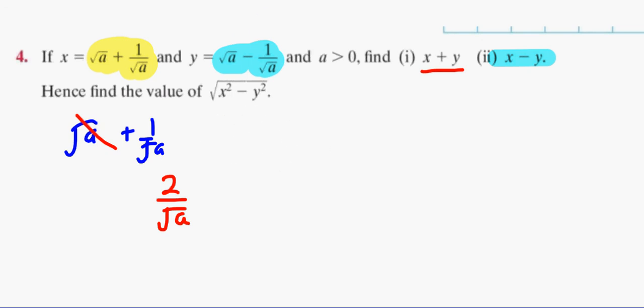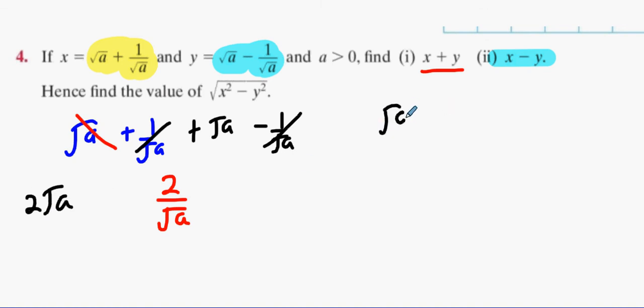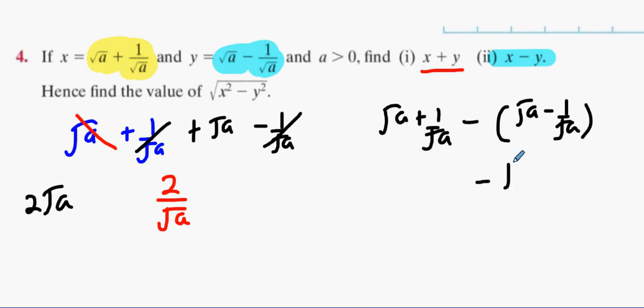You're right, you're meant to add them for the first one. So it's plus root A minus 1 over root A. And in that case, the 1 over root A is cancelled, and the answer will be 2 root A. When you take them away, however, which is what I did for some reason, it looks like this. And then it's minus root A plus 1 over root A.